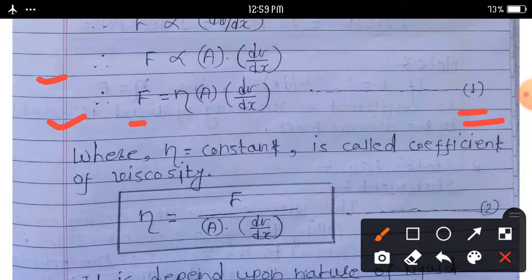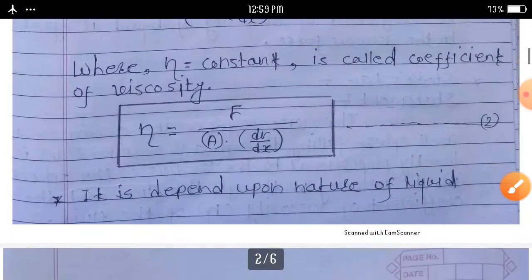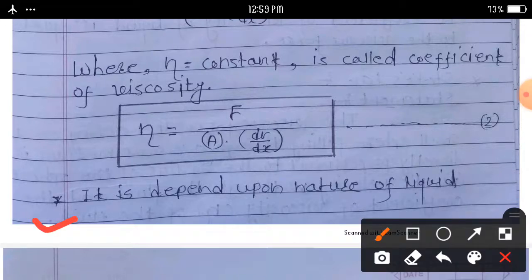Consider equation first, where eta is the proportionality constant called the coefficient of viscosity. Then we can calculate the coefficient of viscosity. It is given by eta is equal to F upon A into dv upon dx. This is the formula to calculate the coefficient of viscosity. Some notes here: it depends upon the nature of the liquid.